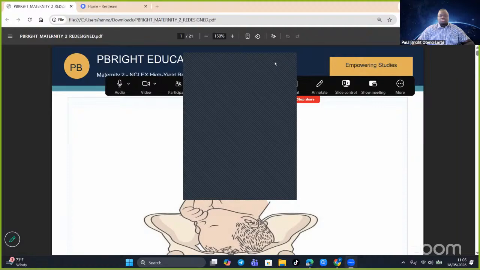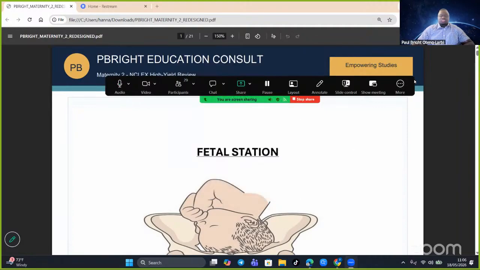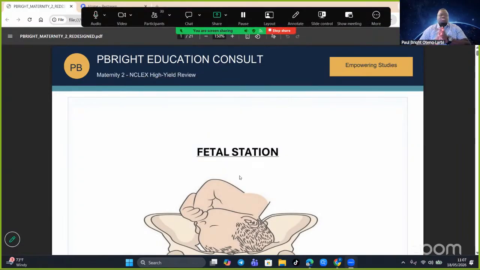Okay. So today we are starting with our maternity two. About 2 weeks ago, we did maternity one. So today we're gonna start with maternity two.